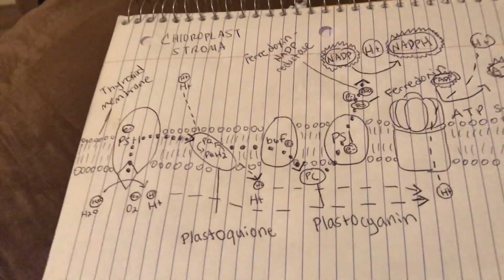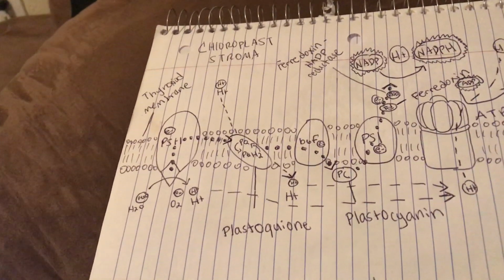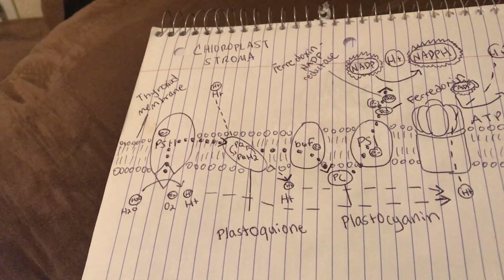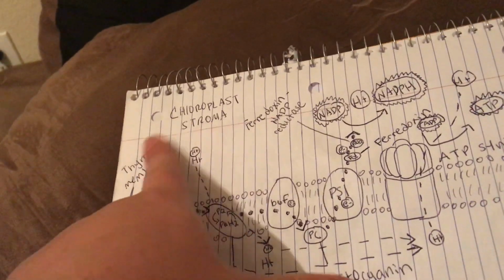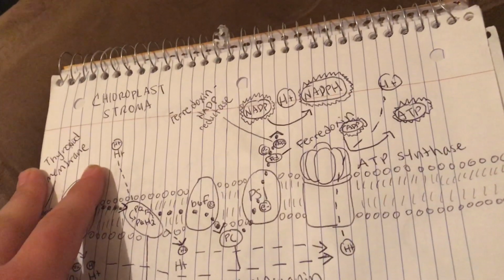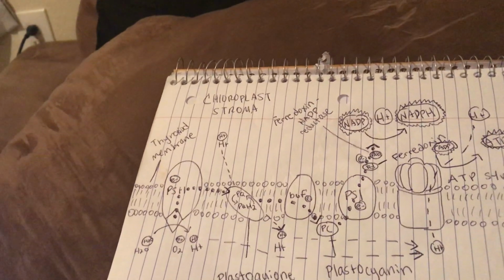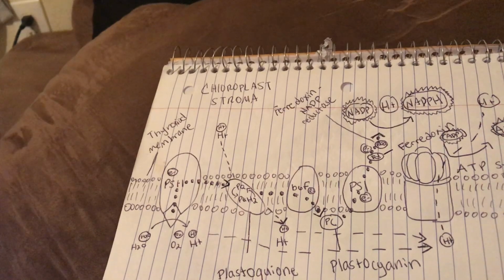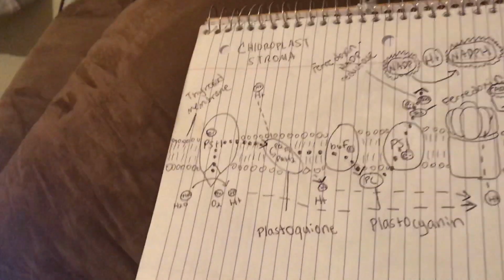The thylakoid space here is a space on the inside of the thylakoid. The thylakoid membrane is a membrane of the chloroplast. Okay, so it's the membrane of the chloroplast. This whole thing is the chloroplast. All this is done in the chloroplast, right? And thylakoid membrane, thylakoid space. Now the chloroplast stroma is basically a colorless fluid surrounding the grana in the chloroplast. So all of this is just surrounded by the stroma.